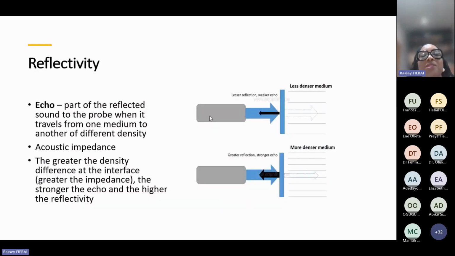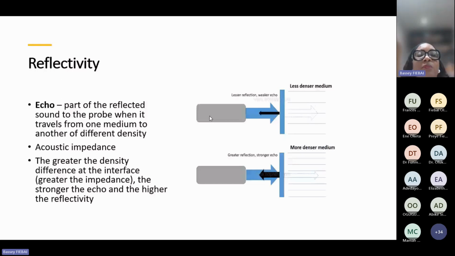It's important that we understand what an echo is, because ultrasound scan is all about echoes, just the same way that OCT has to do with light. So ultrasound scan is sort of analogous to the OCT. So in ultrasound, we talk about echoes: hyperechoic, anechoic, or hypoechoic. And an echo is simply the part of the reflected sound that comes back to the probe when sound hits a medium, when it travels from one medium to another of a different density.